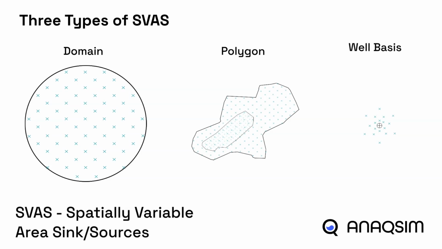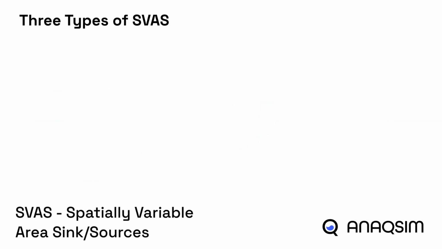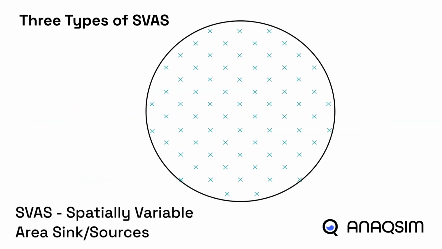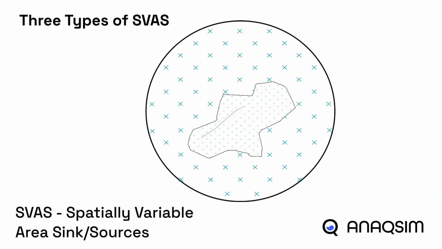By now, you can probably see that most models will use all three types of SVAS points at the same time. Combining them gives you the flexibility to target specific areas while keeping the overall model efficient. And when you use multiple SVAS types, Anaqsim automatically prevents points from stacking or becoming too densely spaced with a built-in overwriting system. Here's how it works.